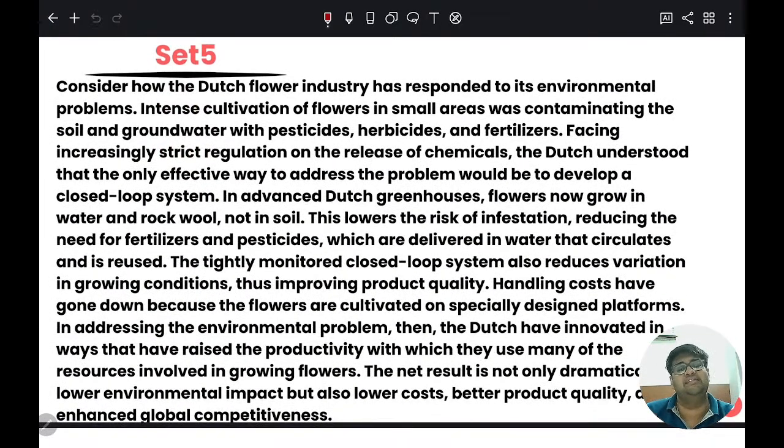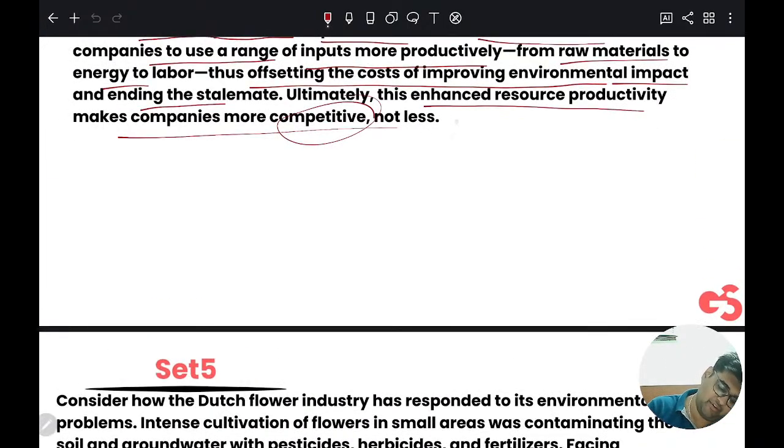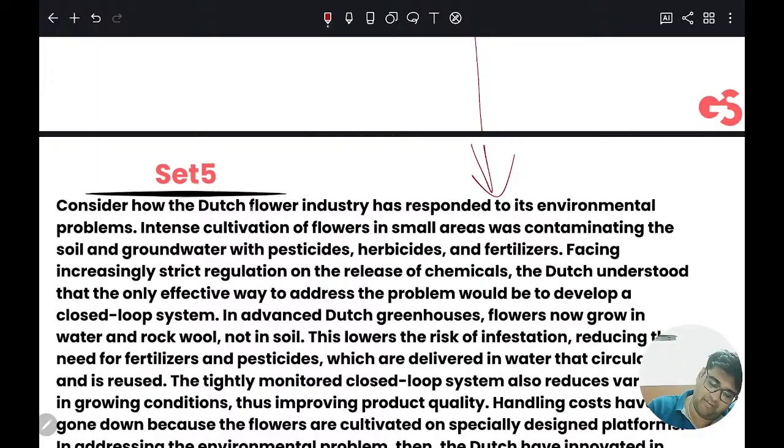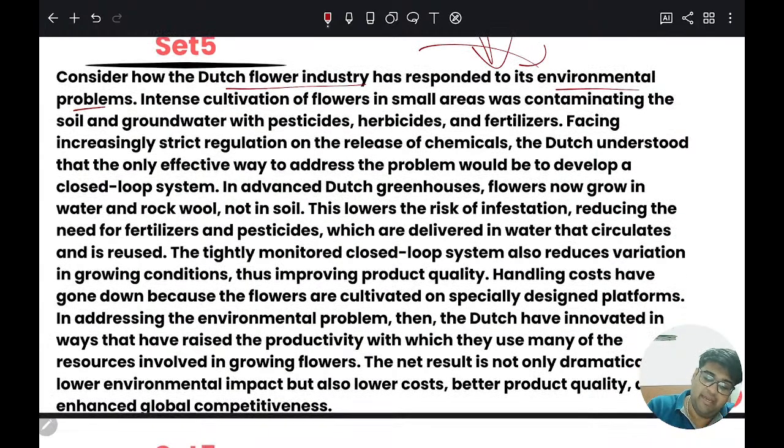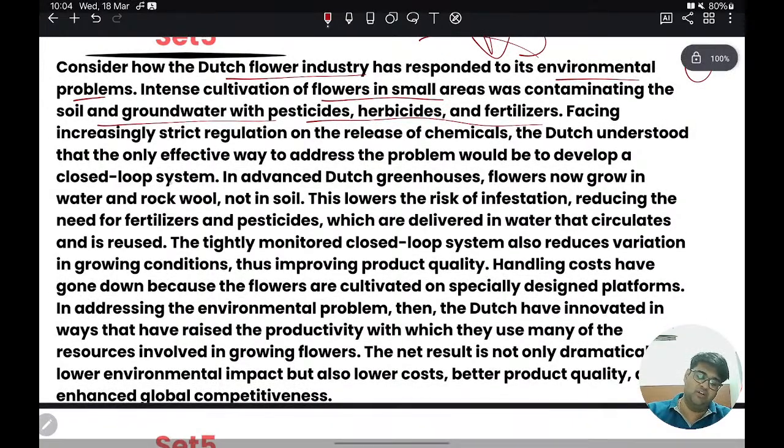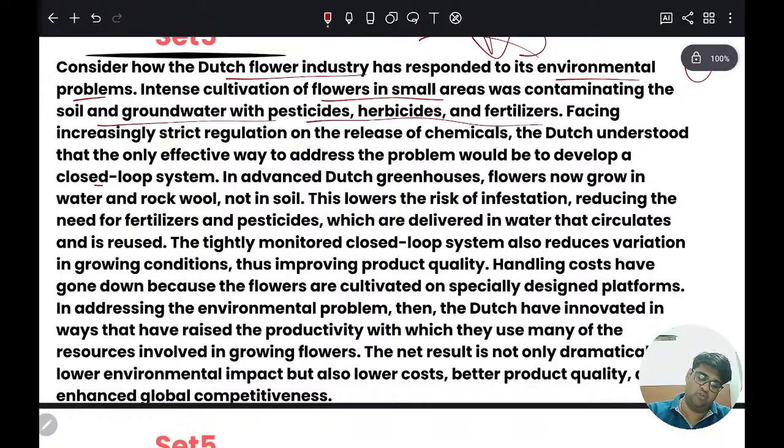Consider how the Dutch flower industry has responded to its environmental problems. Now they are giving an example that this will make it more competitive. Intense cultivation of flowers in small areas was contaminating the soil and groundwater with pesticides, herbicides, and fertilizers. Small area, high cultivation, so pollution was happening. Facing increasingly strict regulation on the release of chemicals, the Dutch understood that the only effective way to address the problem would be to develop a closed loop system.